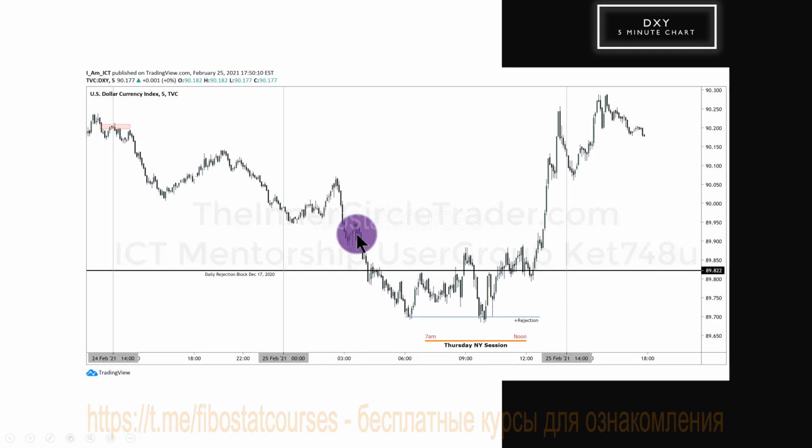Notice that the market trades down into and through that rejection block ahead of the 7 o'clock New York open kill zone. Now, this time window here, this is what you put in for your notes. 7 o'clock in the morning to noon Eastern Standard Time. So whatever time it is in New York, you want to make sure that you're anticipating this range on Thursdays because it could potentially cap the weekly range.